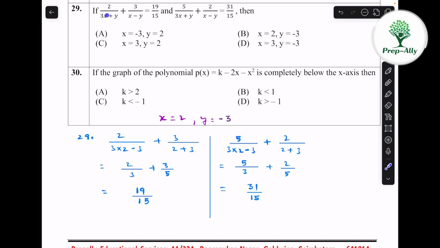I am putting x equal to 2 here and y equal to -3 here. So here, 3 into 2, and in place of y I'm putting -3 right here, 3 upon 2 minus 3, so 2 plus 3. I have simplified this and got 19 by 15. So this value of x and y are satisfying this equation. Also now I'll check for this equation. Putting x as 2 and y as -3, I'm getting 31 by 15. So x equal to 2 and y equal to -3 are satisfying both the equations. That means this is the correct answer.